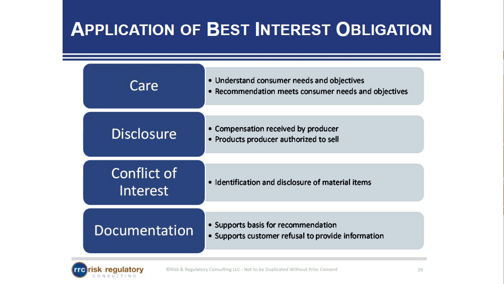Again, this is all about the producer. Is there any material information about the producer which may be a conflict and potentially influence the producer's recommendation? And finally is the documentation obligation, which we just finished discussing, where the rubber hits the road. Documentation must support the basis for the recommendation or the consumer's refusal to provide information or the consumer's decision to purchase an annuity that was not recommended by the producer.